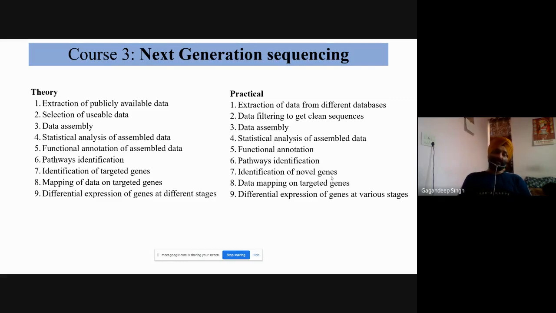Next generation sequencing is basically a very huge area where big data analysis is very important. For example, we can select thousands of samples and we have to analyze them in very limited time. We can select next generation sequencing, but first of all we need to generate the data, or the data may already be available. This is the main point. If we are going to design any experiment, firstly, in this theory part and also in the practical part, the first line is extraction of publicly available data.